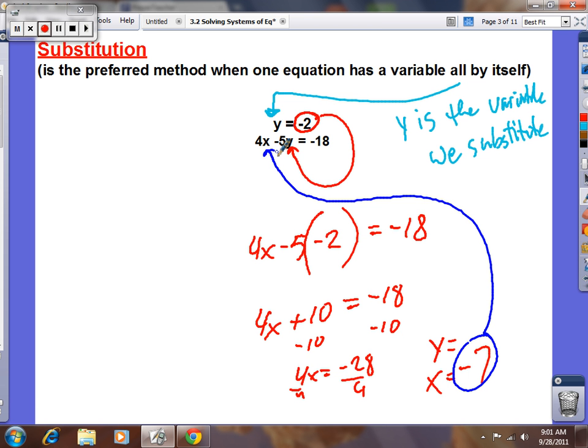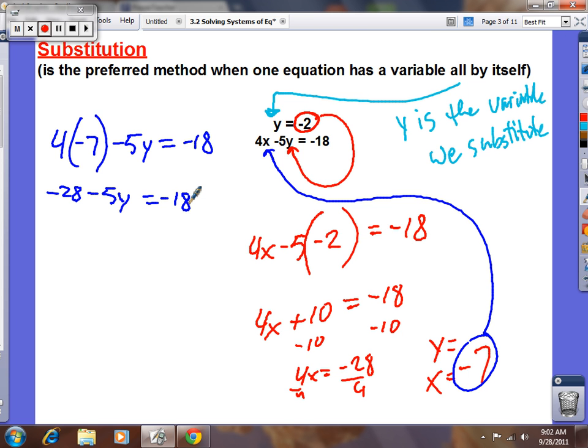This says to do 4 times x. If I know x is a negative 7, what is 4 times a negative 7? 4 times a negative 7 minus 5y equals negative 18. So 4 times a negative 7 is a negative 28, minus 5y equals negative 18. What do we do first? We got to get y out by itself.